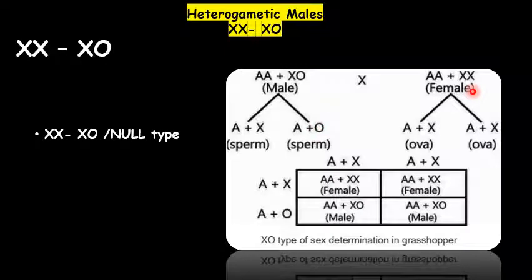Okay. Whereas in the females, all the eggs will contain an X chromosome. So when we cross, we get a 50% chance of getting males and a 50% chance of getting females. Hence we call this XX-XO type. So this you can find in different types of animals.